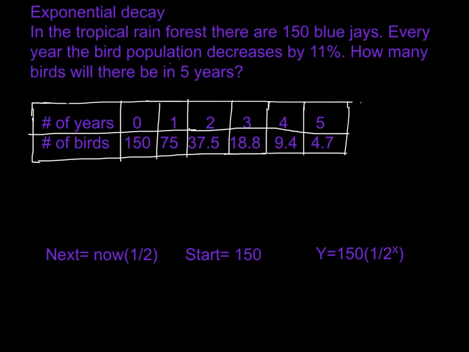And our x value is the number of years, and the y is the number of birds. Our next-now equation is next equals now times 1/2, and the start value is 150. And our explicit equation is y equals 150 times 1/2 to the x power.